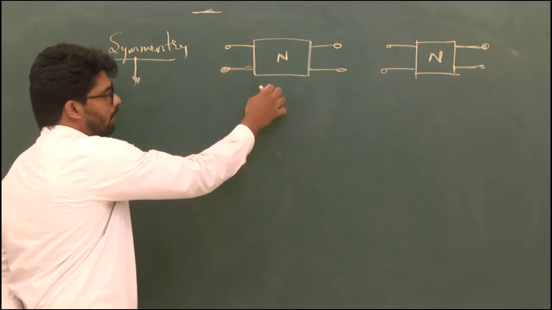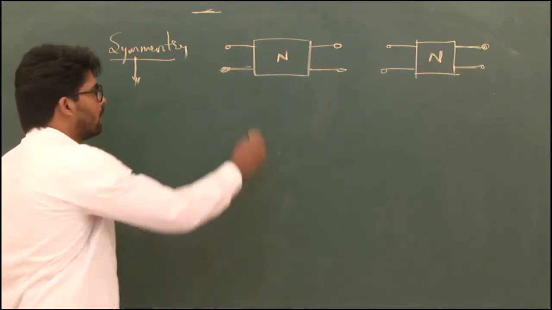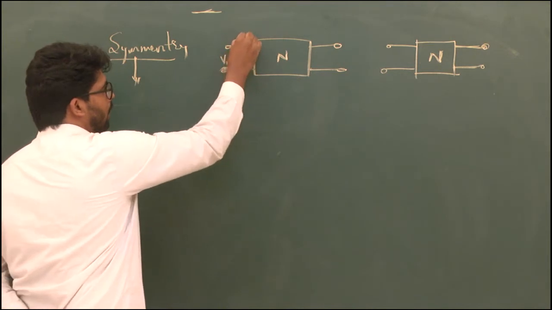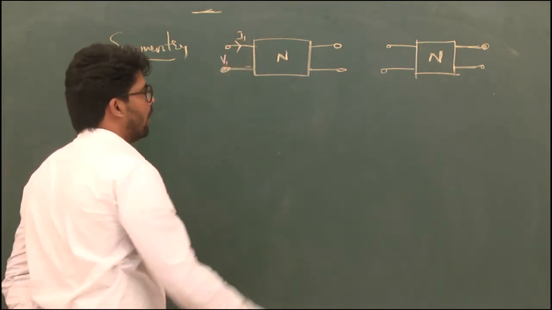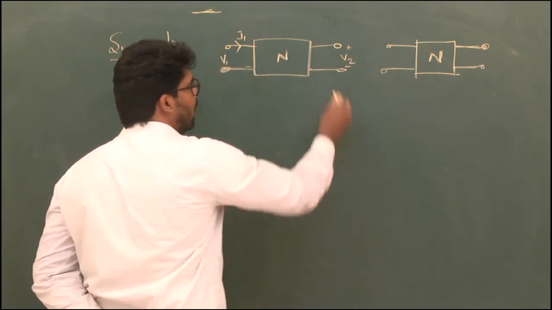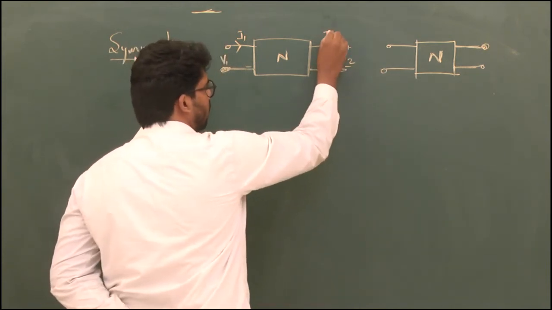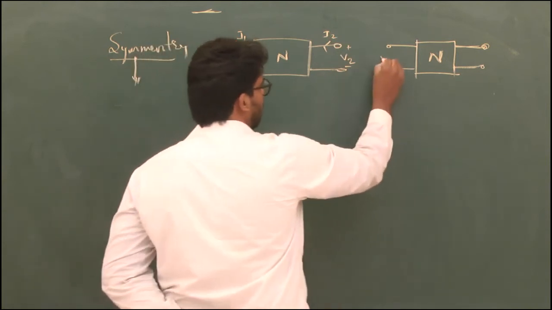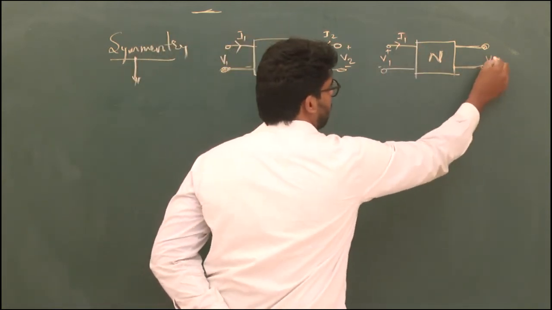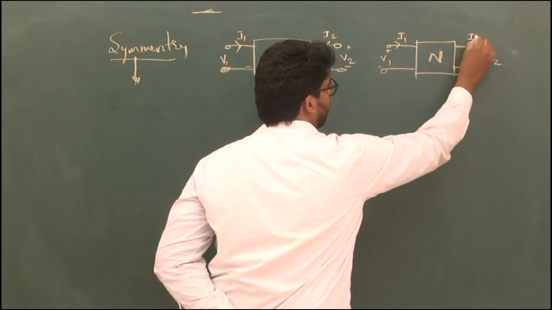I take this input port voltage as V1 and the current as I1. And for this output, the voltage is V2 and I name the current I2. You all know this: at V1 the current entering is I1, and at V2 the current entering is I2.